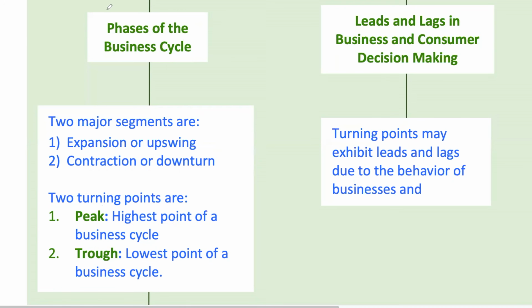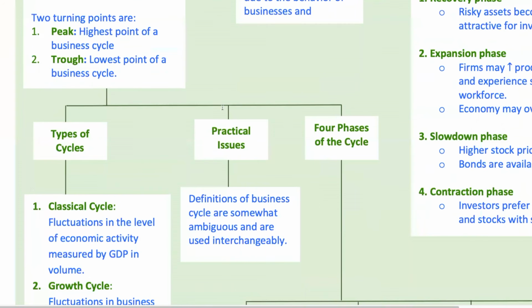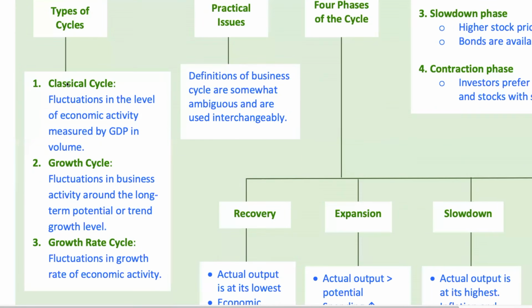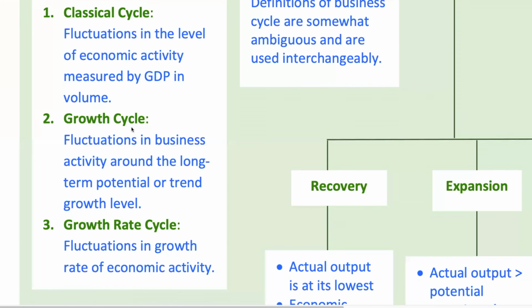All right, now that we have a basic understanding, let's move on to the different types of cycles. There are three main types of business cycles: classical, growth, and growth rate cycle. Classical cycle involves fluctuations in the level of economic activity as measured by GDP. The contraction phase is typically short, starting from a peak and ending at a trough. The expansion phase is longer, starting from a trough and ending at a peak.